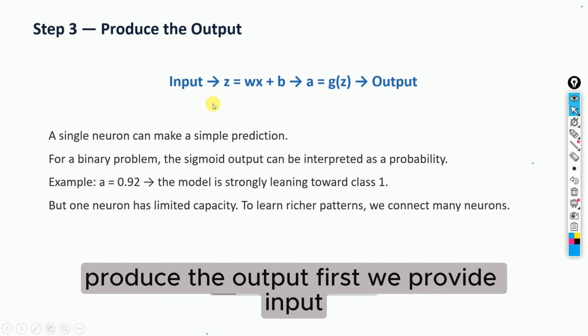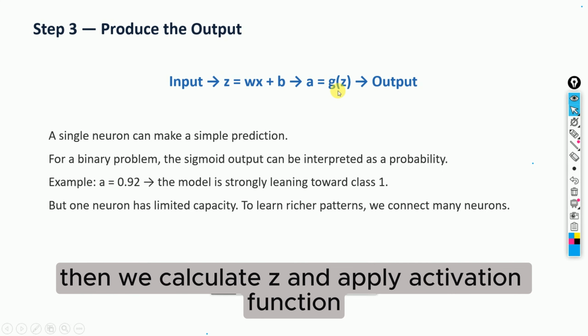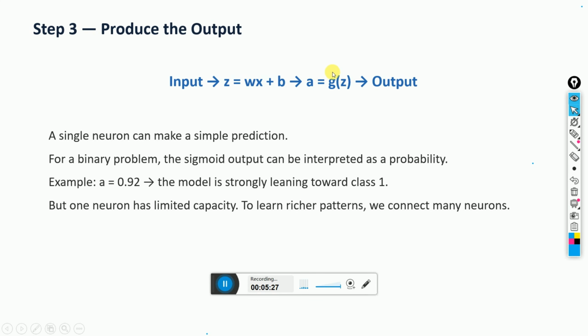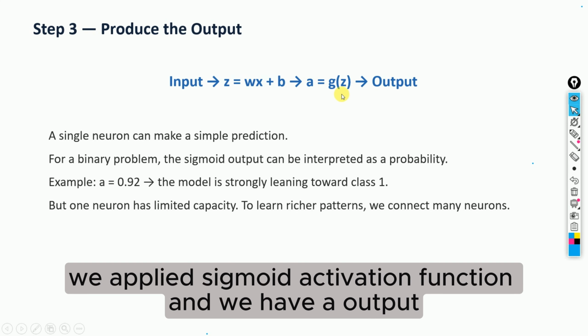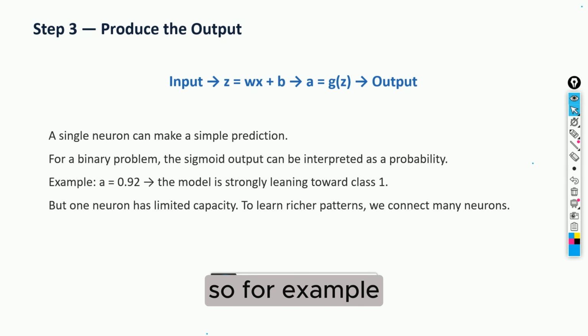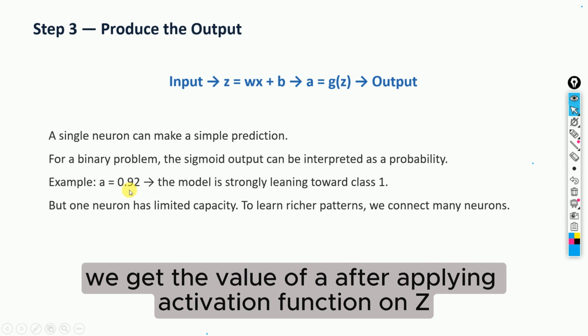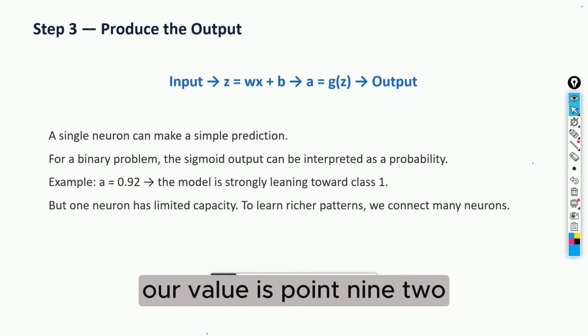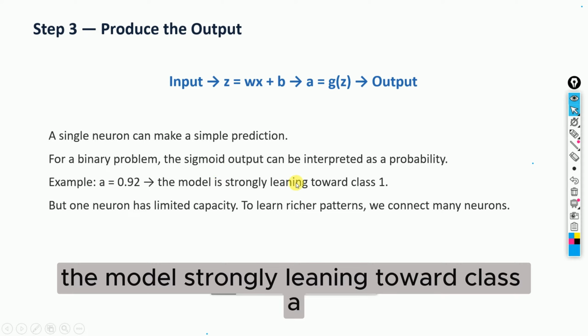To produce the output, first we provide input, then we calculate z and apply the activation function. In this case we applied the sigmoid activation function, and we have an output. So that is basically the procedure to get an output. For example, we got the value of a after applying the activation function on z. Our value is 0.92. The model is strongly leaning toward class A.